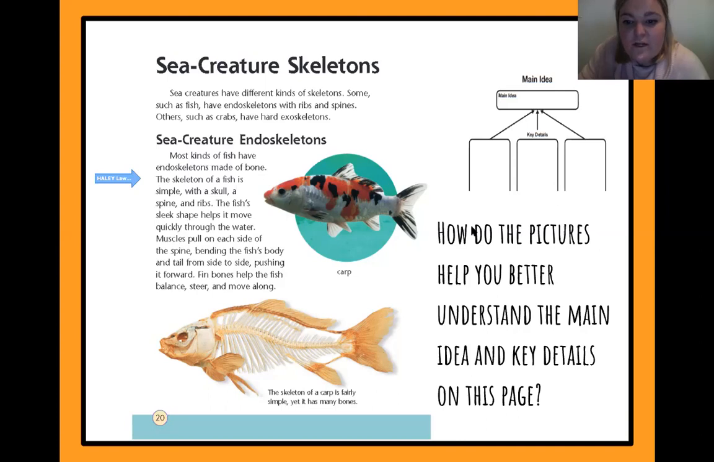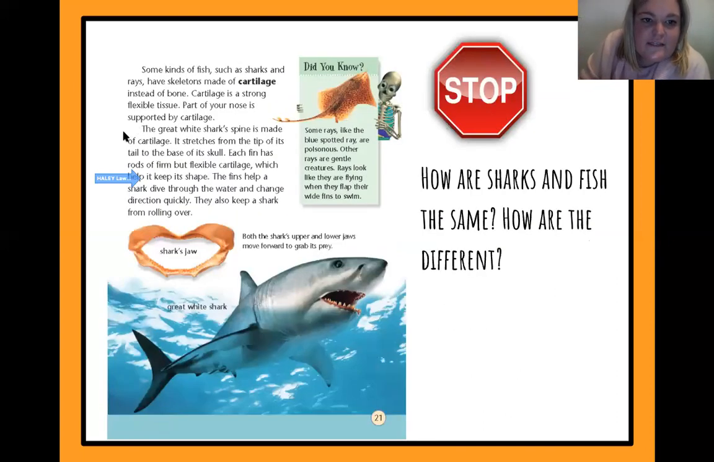So then we're going to look at this question. It says, how do the pictures help you better understand the main idea and key details on this page? So we just said the main idea was about moving, right? So how do these pictures help us figure that out? So the picture should have helped you realize that this is what the sleek shape is, and then it also kind of shows you this part, how it pulls on each side of the spine. So it's pulling right here, and then it's the same on the other side. So good job.